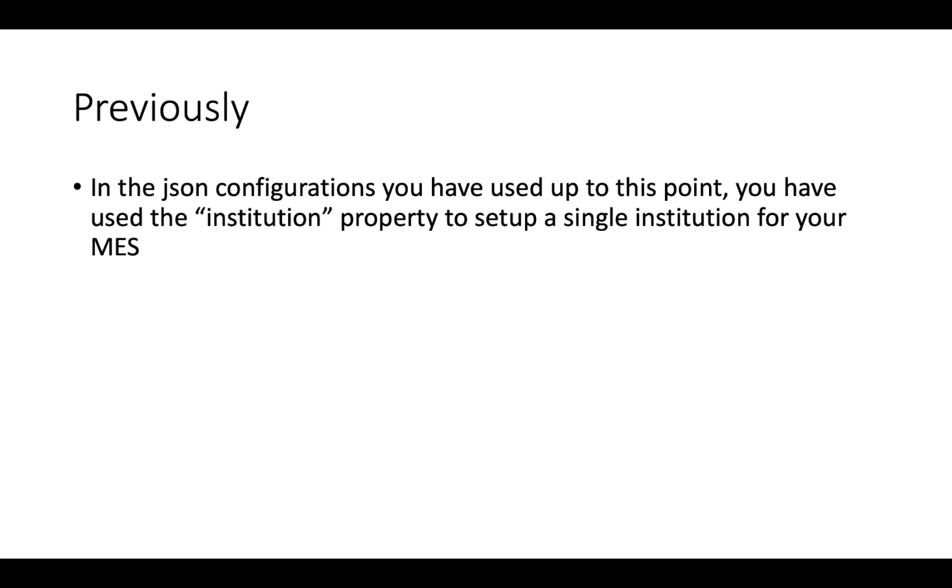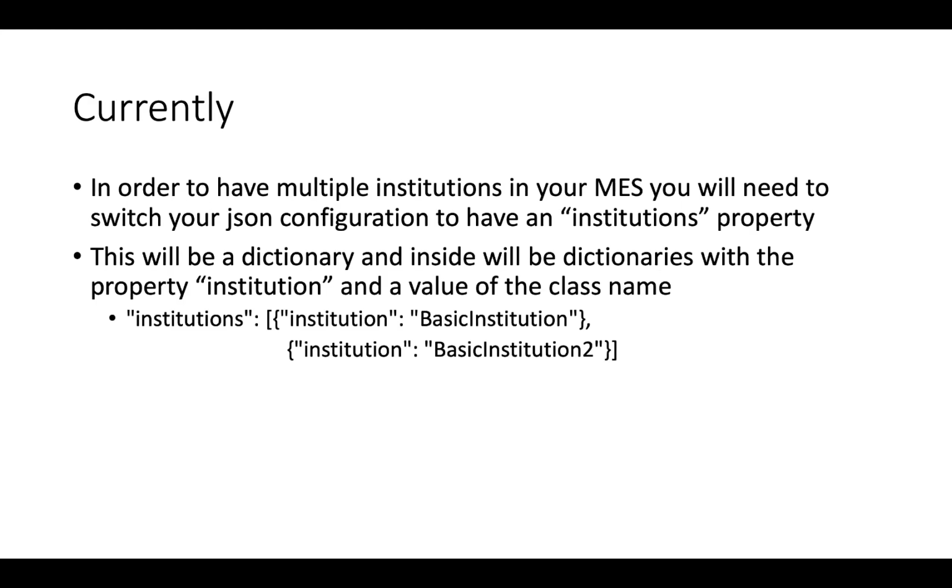Previously, as you might have known, the JSON configurations you've used for simulations have used the institution property, so singular, and obviously that would let you set up a single institution inside your MES. But if you want to have multiple institutions, you need some other capability. So what we've done is we've added an institutions property for your JSON configuration that will allow you to input as many institutions as you'd like, and then they get injected into the MES at the environment, and then you can send that information around.